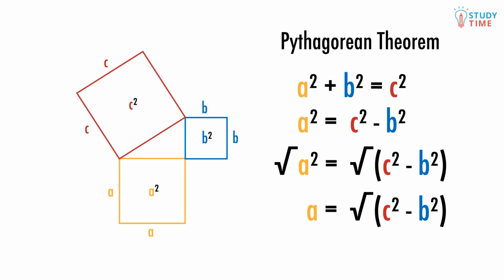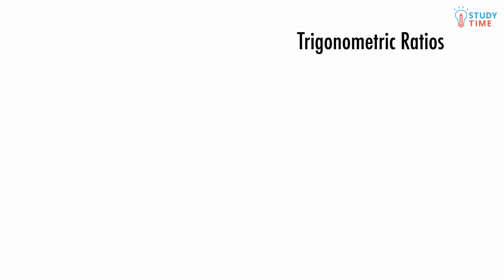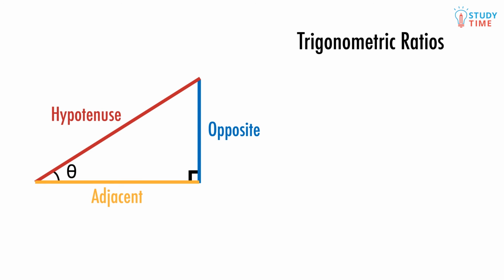These right-angled triangles have another property: trigonometric ratios. This is a beautiful thing. Let's set up our right-angled triangle like this, with some angle at the bottom left represented by the symbol theta. There are three ratios, and they're used to find the lengths of the sides.